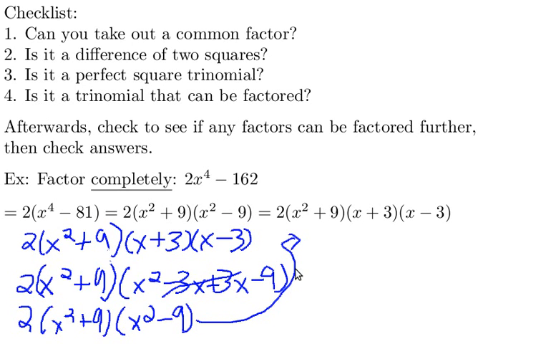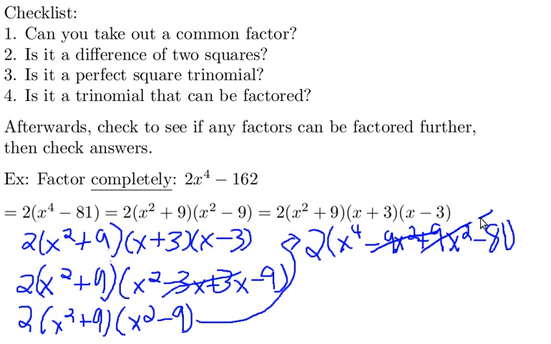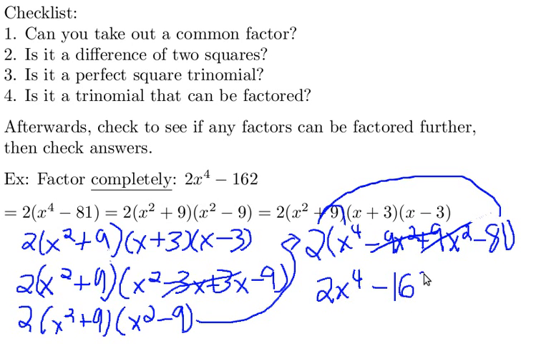And going up here, we have the 2 out front, but then we want to multiply this x squared plus 9 times x squared minus 9. So x squared times x squared will give you x to the fourth. And x squared times negative 9 will give you minus 9x squared. 9 times x squared will give you plus 9x squared. 9 times negative 9 will give you minus 81. This 9x squared cancels with this 9x squared. So then we want to distribute this 2. So we'll get 2 going to x to the 4th, 2 going to negative 81. So 2 times x to the 4th minus 2 times 81 will be 162, because 2 times 1 is going to be 2, and 2 times 8 is going to be 16. And this turns out to be the problem we were originally given.